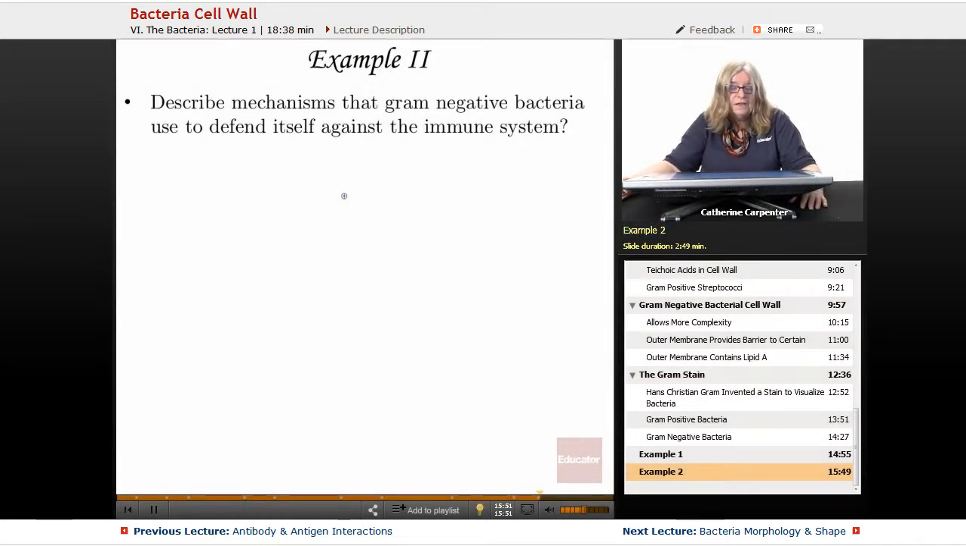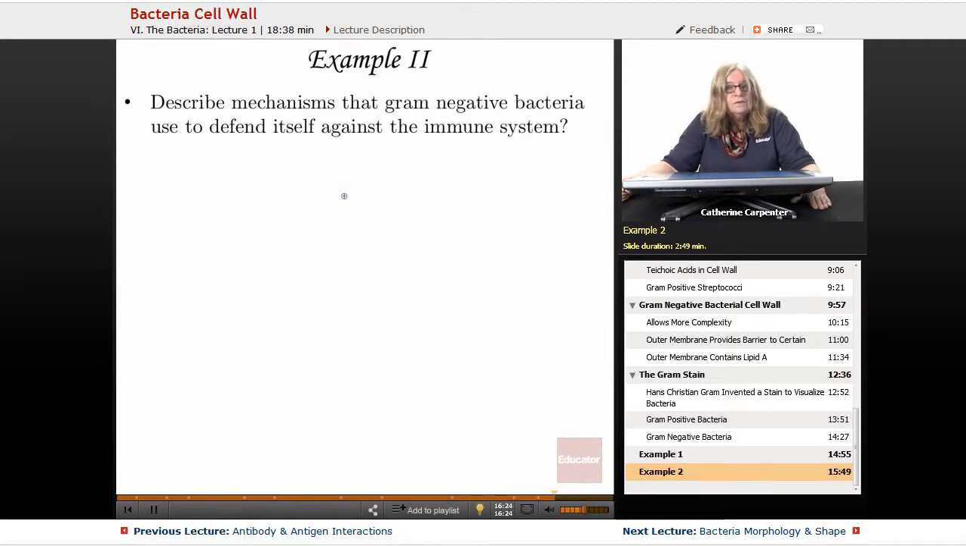The counterpart question is, describe the mechanisms that gram-negative bacteria use to defend themselves against the immune system. These kinds of questions are very common, by the way, in these microbiology classes. So you really need to get your mind clear about gram-positive and gram-negative bacteria. These are bacteria that are rather different from one another. They also can survive in different circumstances.